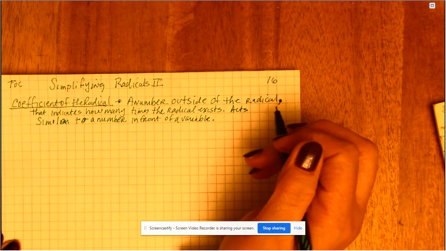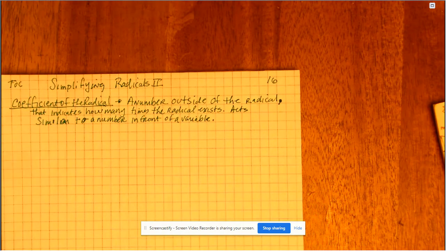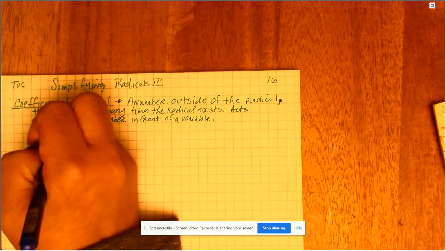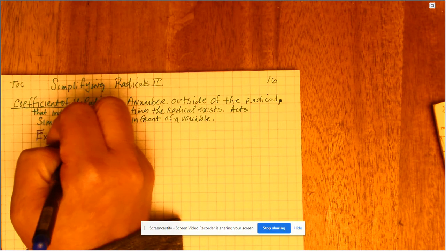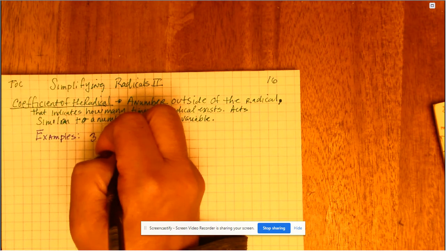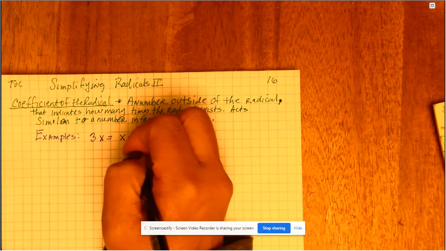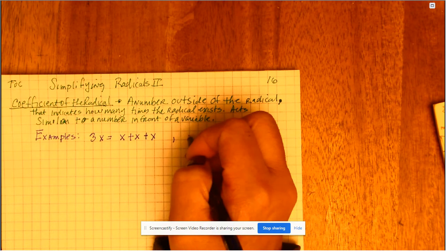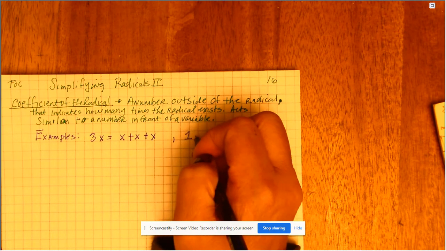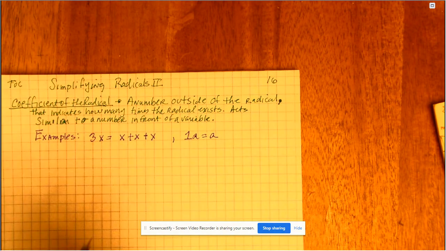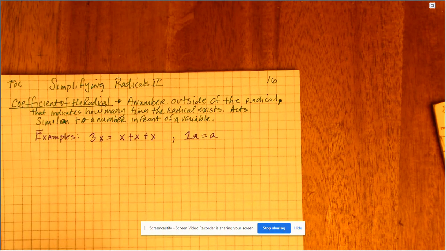So some examples of that. Right, we know that 3x is equal to x plus x plus x. We also know that, say, 1a is the same as a, right? So if we don't see a number in front of the radical, it is assumed to be 1.